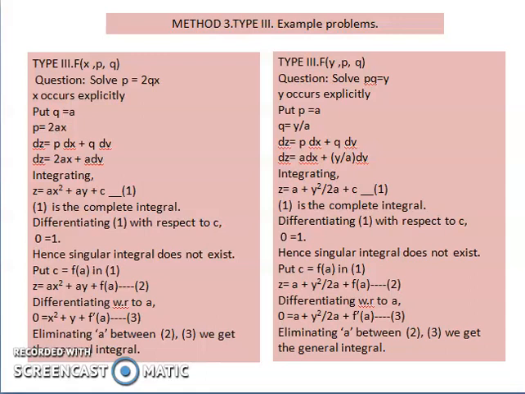So on integrating, we'll get z equal to ax squared plus ay plus c, which is the complete integral. If we differentiate this equation with respect to c, we get 0 is equal to 1, which is an absurd result. So the singular integral does not exist.